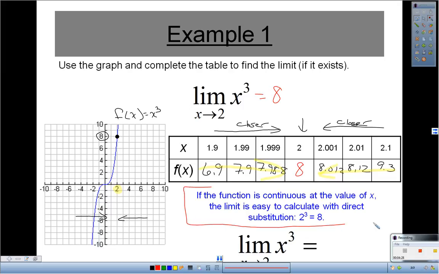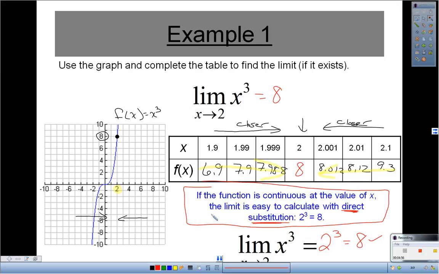It says if the function is continuous at the value of x, and it is continuous. In order for a function to be continuous, it's got to be approaching the same number, it's got to be defined, and it's got to be equal to what it's defined, and it satisfies all three of those conditions. It says the limit is easy to calculate with something called direct substitution. In other words, just simply plug in 2 into the function. 2 cubed is 8. And this is what we would consider an analytical approach.